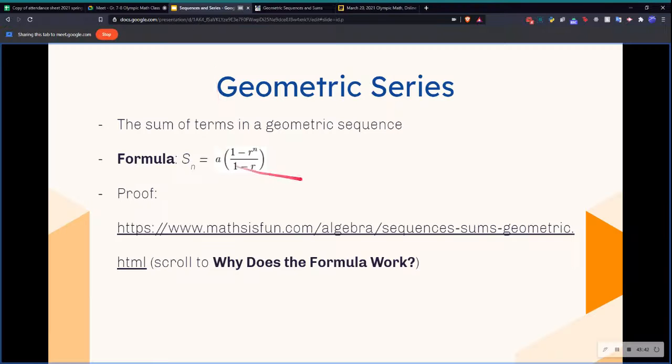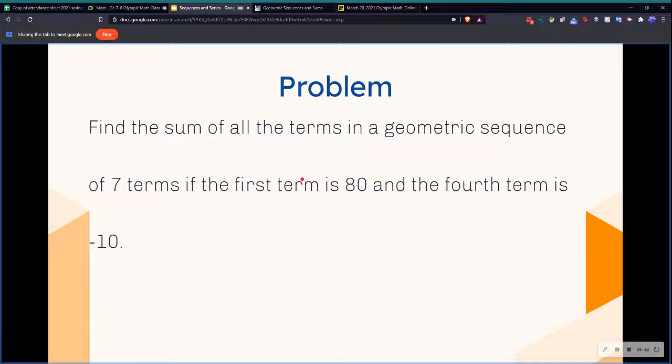Okay, if there are no questions, let's move on. Let's look at a problem. Same kind of problem. So find the sum of all the terms in a geometric sequence of 7 terms. So we're just looking at adding up all the 7 terms in the geometric sequence. So n would be equal to 7, if the first term is 80 and the fourth term is negative 10.